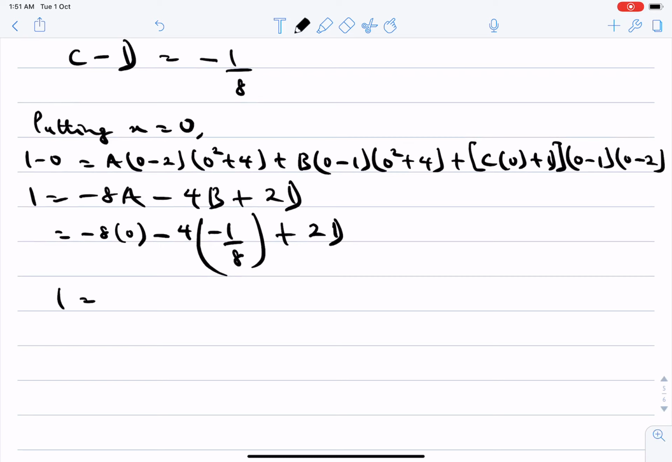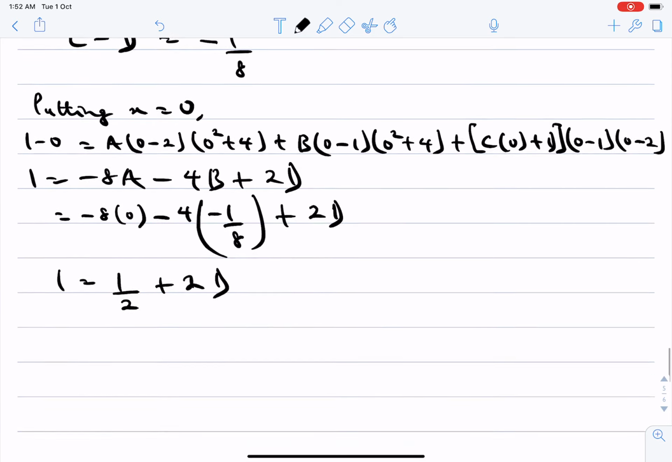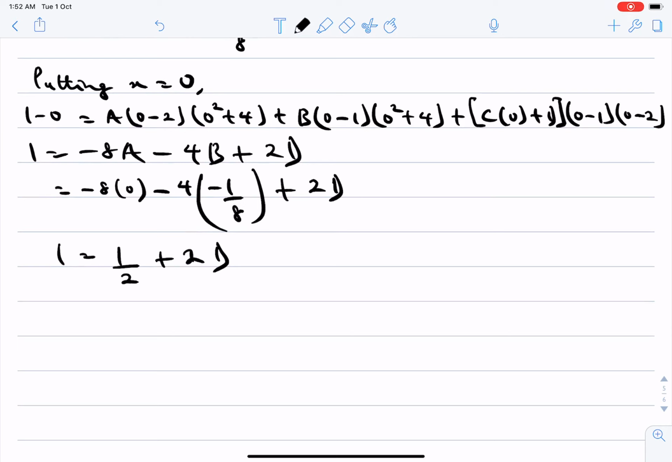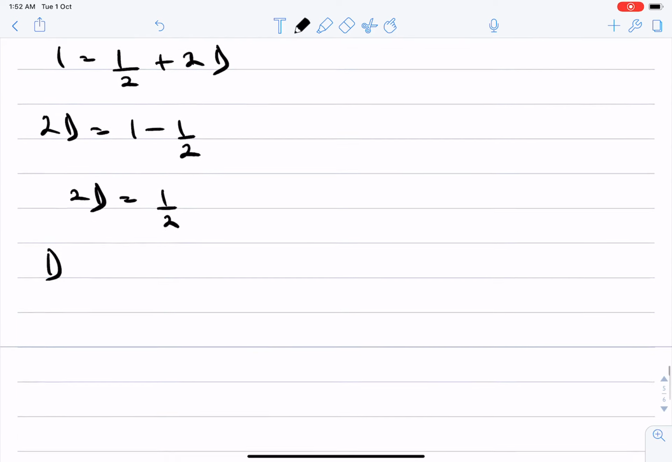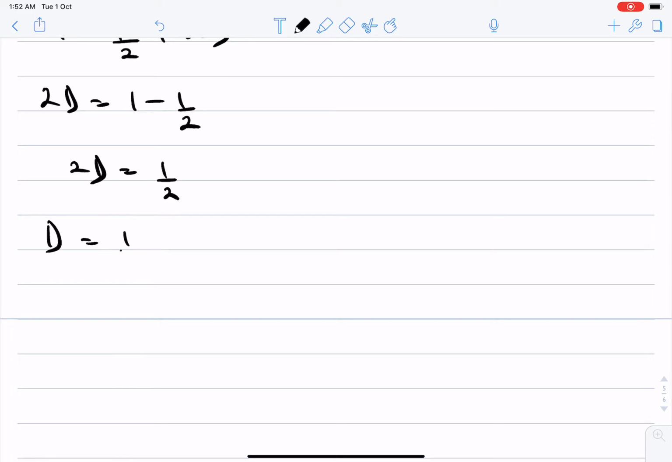That means 1 is equal to minus 8 times 0, which is 0, plus 1 over 2 plus 2d. Minus 4 times minus 1 over 8 is 1 over 2. And that means 2d is equal to 1 minus 1 over 2, which is 1 over 2. So 2d equals 1 over 2, and that means d is equal to 1 over 4.